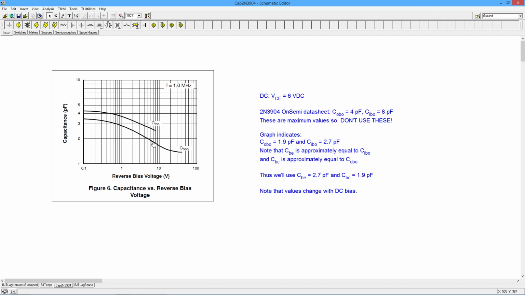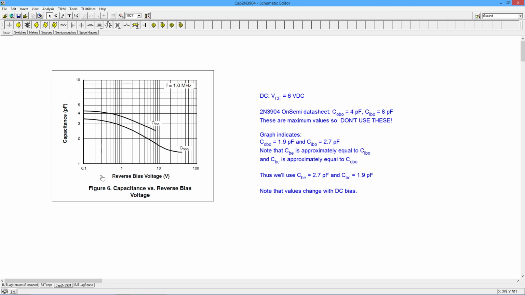And as I go up, hit COBO, that works out to be about 1.9 picofarads. And if I continue a little further up to see IBO, that's about 2.7 picofarads. All right, so we're going to use those as our CBE and CBC values. In other words, we're going to say that CBE is 2.7 picofarads and CBC, the base to collector, is 1.9 picofarads.